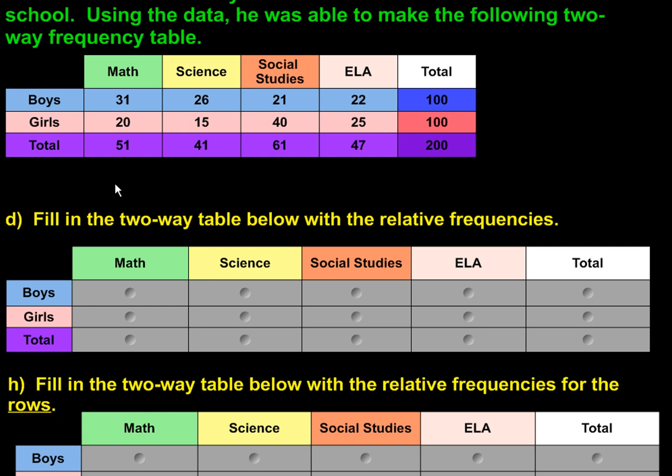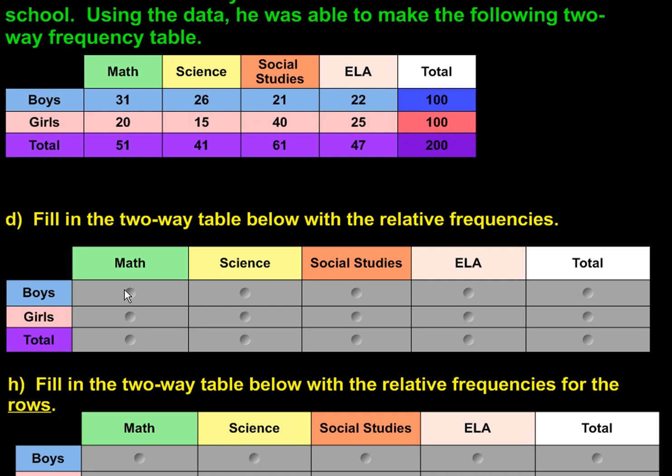For D, you need to fill in the two-way table with the relative frequencies. So remember, we're going to use all this data, and a relative frequency is taking the amount of data in one piece and dividing it by the total. So the total is 200, so we're going to be dividing each of these pieces of data by 200.